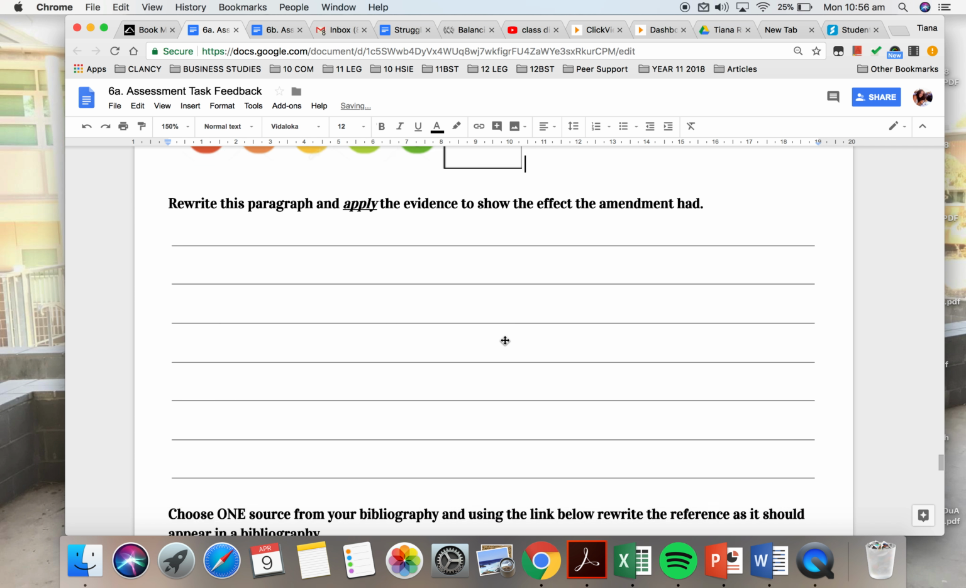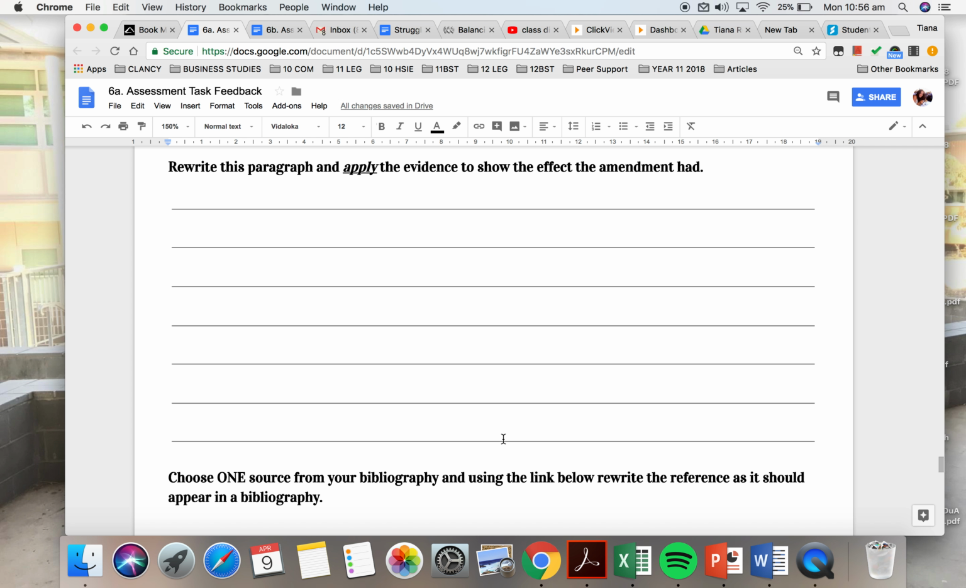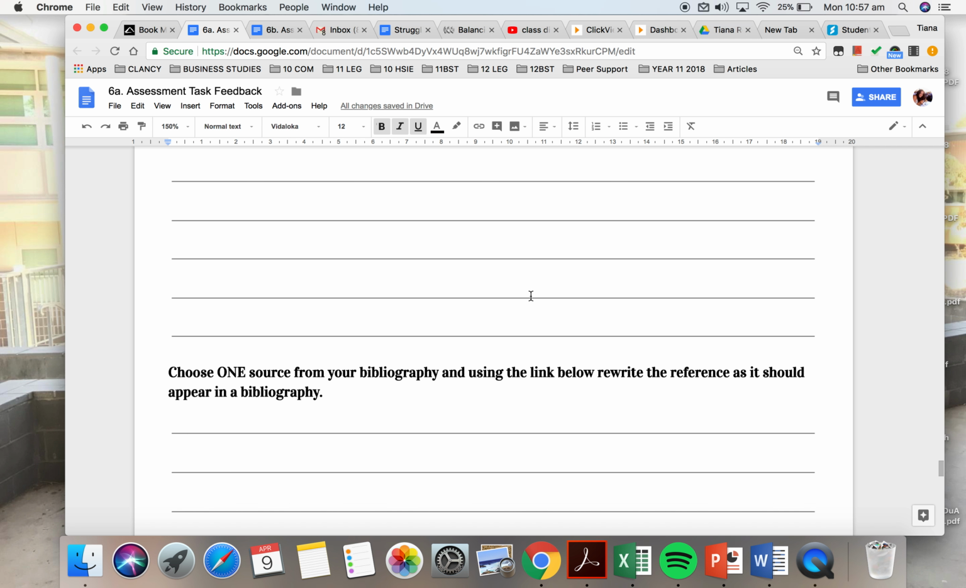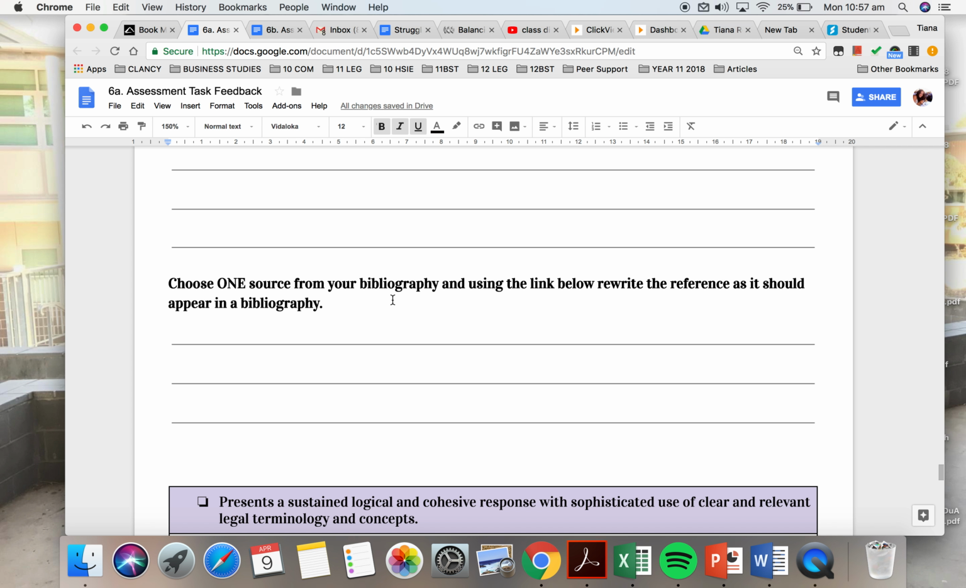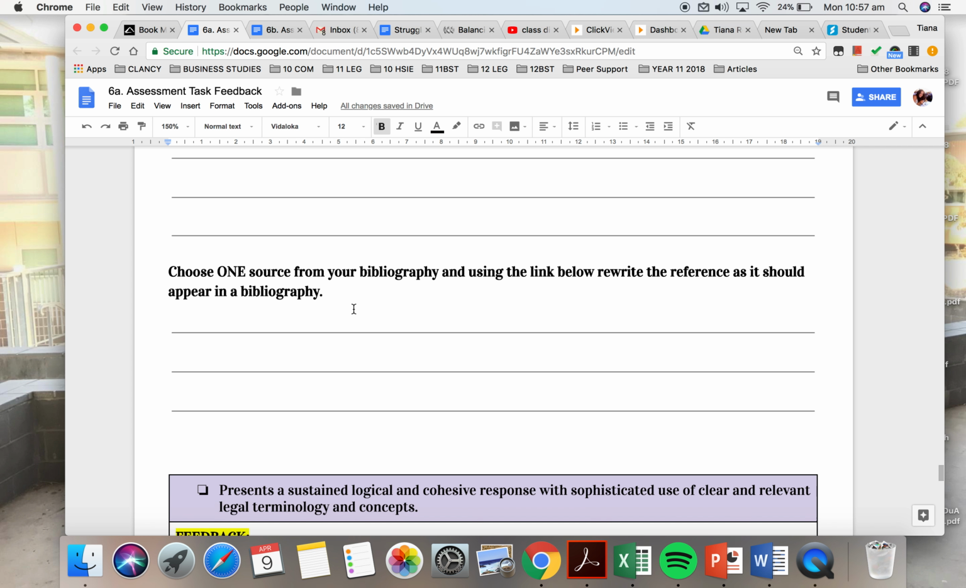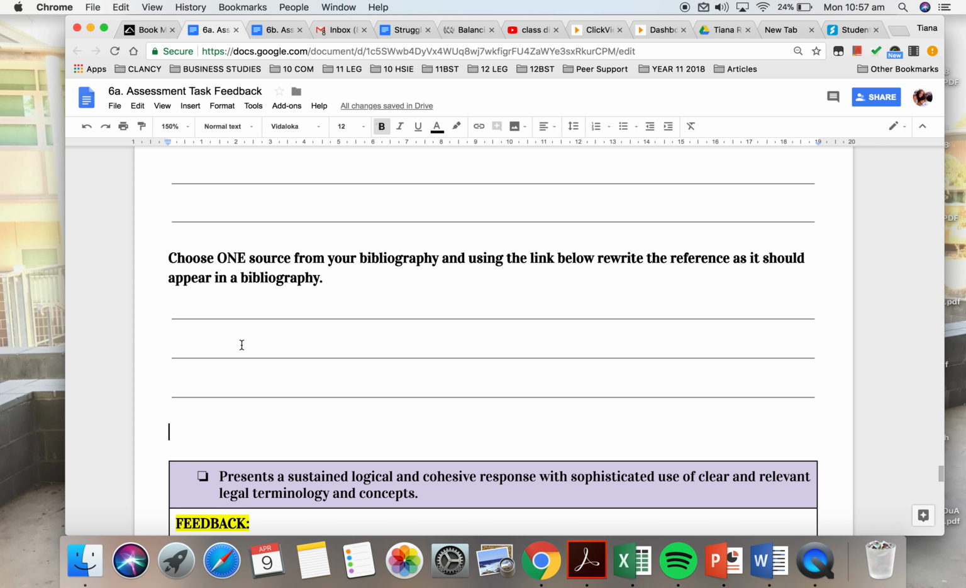Once you have done that, Year 10, you are going to rewrite this paragraph and apply the section where you used evidence. And I want you to make sure that you in-text reference this part as well. Once you have done that, you are going to choose one source from your bibliography, and using the link below, I'm going to put a link in now, rewrite the reference as it should appear in the bibliography. Or you can use your college diary and use the referencing page in your college diary to help you do that. So you're going to choose one source and you're going to reference it.